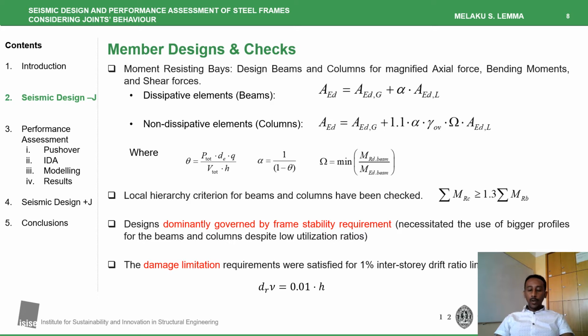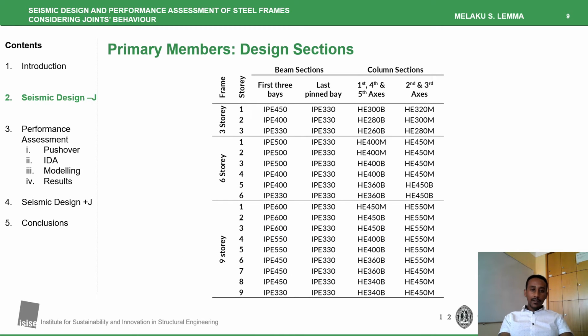Therefore, although the actual resistance of the beams does not require higher cross-sections, the frame stability requirement resulted in bigger profiles. The damage limitation requirement was also checked and satisfied, with interstory drift values under 1%. The designed frames have the following sections for the 3, 6, and 9-story frames.